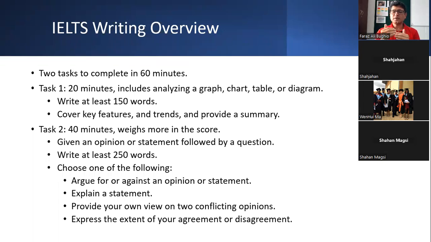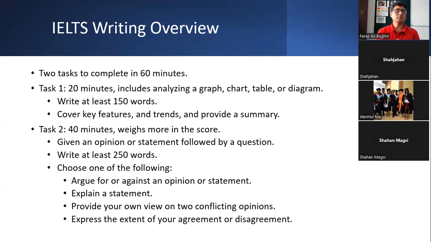And 40 minutes should be divided like this. 5 minutes should go for planning, and 30 minutes for writing, and 5 minutes in the end for checking. Do not spend all 40 minutes for writing. Number 1. Number 2, please do not write as you think. You should compose sentences in your mind, and then write on the paper, or make a very solid outline so that you can convert that outline into sentences.